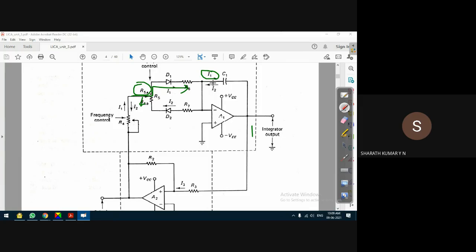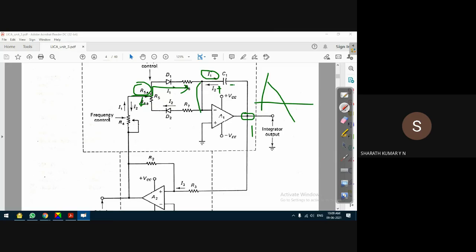That means, guys, if you observe, while the capacitor is being charged, this end is positive and the other end is negative. That means when the capacitor is charging, the voltage across the capacitor will be like this. Because the capacitor is charging, the voltage at the output terminal will be negative when it is charging.